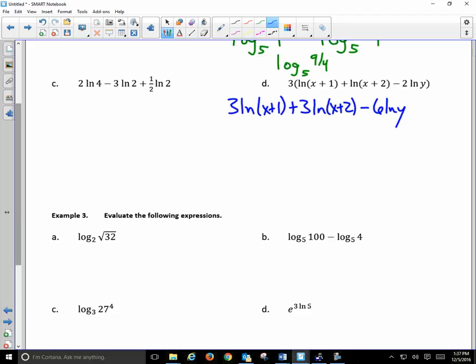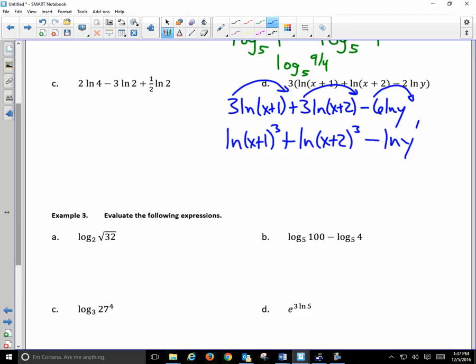So we'll deal with the y now, and that will be as we take the exponents, or the coefficients, and move them up as exponents. So we have the natural log of (x plus 1) cubed plus the natural log of (x plus 2) cubed minus the natural log of y to the 6th. So now which one's going to end up in the denominator? The y to the 6th.